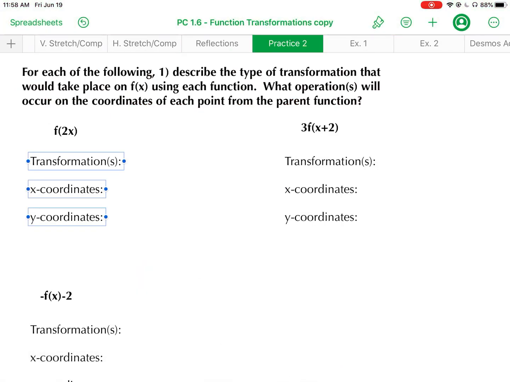All right, now it's your turn. Here we've got very similar practice problems to the previous video. You are going to be describing the type of transformation that's going to take place on f of x, and also what operations will occur on the coordinates of each point. And notice I have made it so that some of these functions have a couple different transformations taking place. Okay, so pause the video, try to work through these on your own, and then come back, check your work with mine.